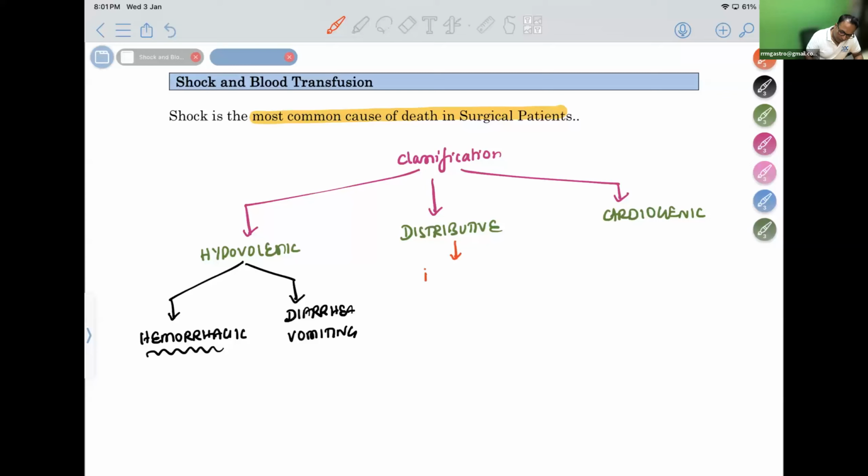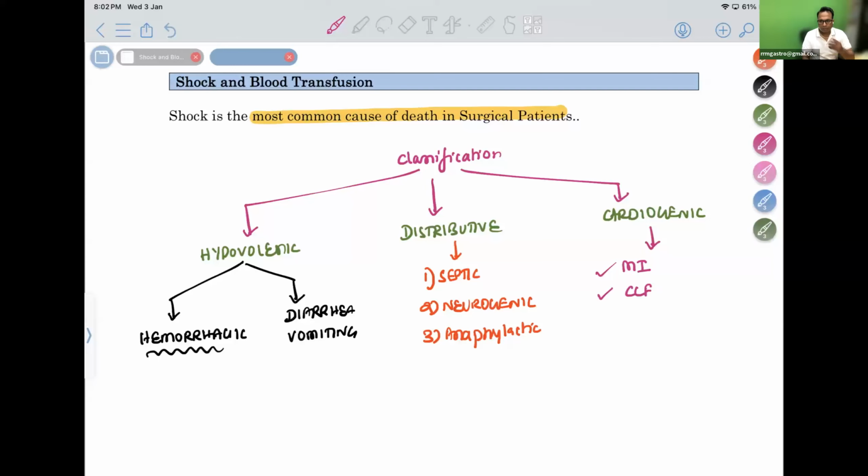Distributive shock includes septic shock, neurogenic shock, anaphylactic shock. In all these shocks, the blood is redistributed into other compartments. That is the reason for distributive shock. Cardiogenic shock is a shock due to myocardial infarction. So MI causing a shock is cardiogenic shock. Congestive cardiac failure, some causes related to the heart are known as cardiogenic shock.